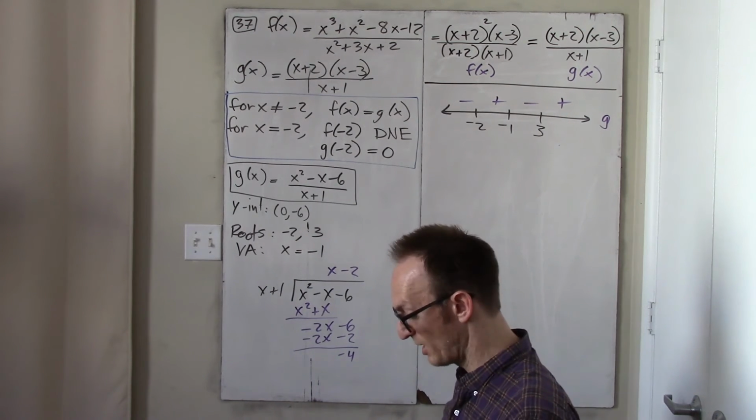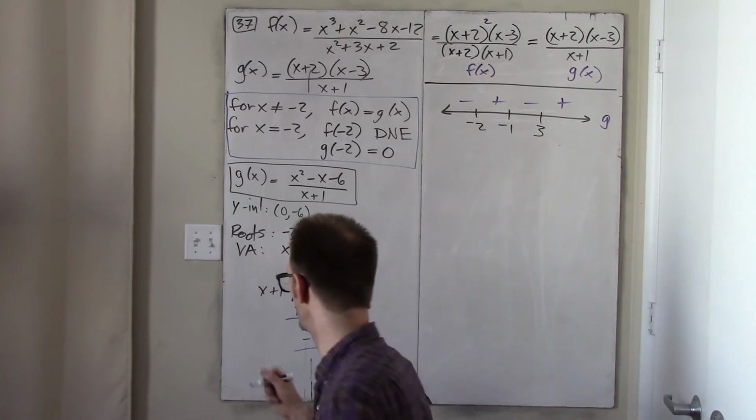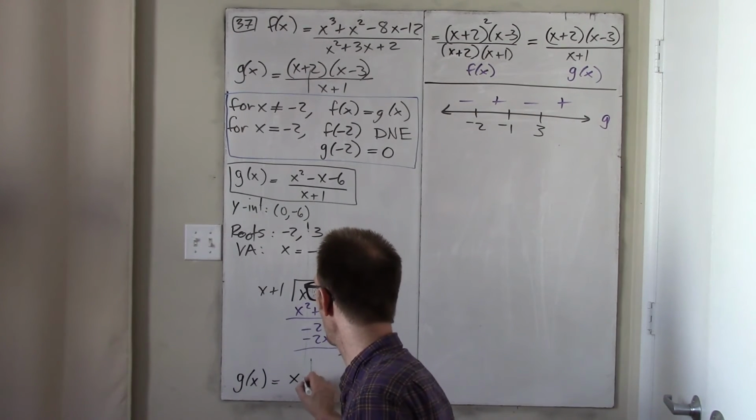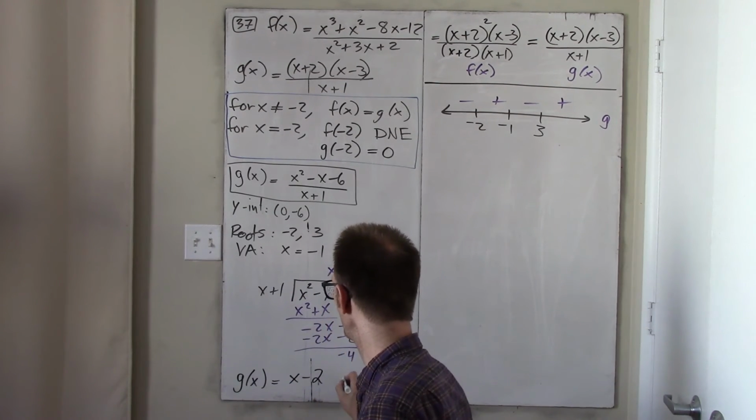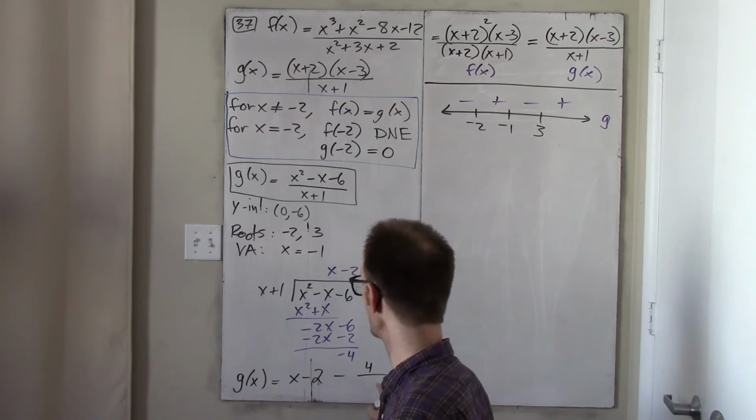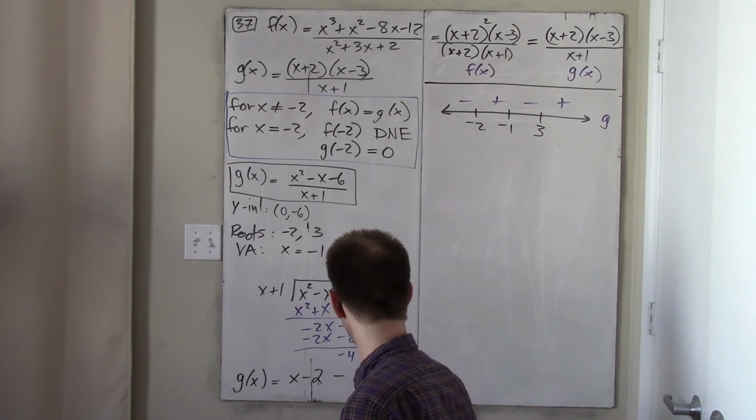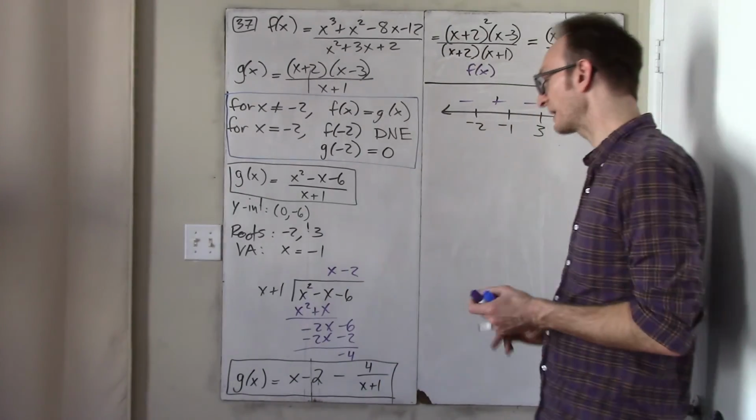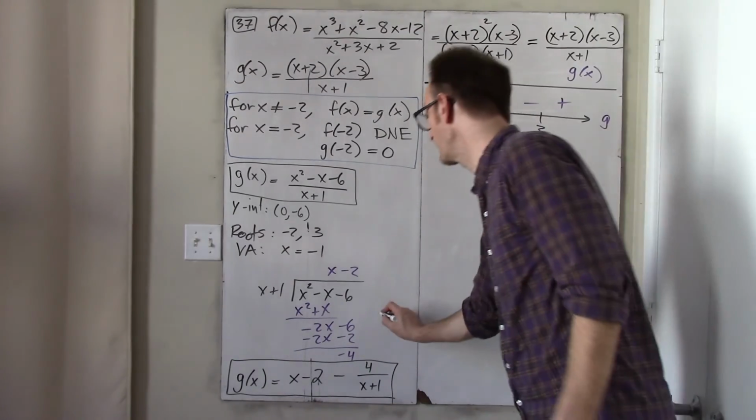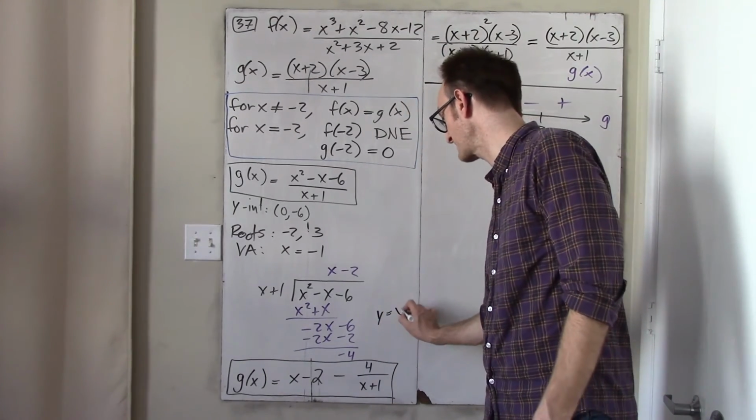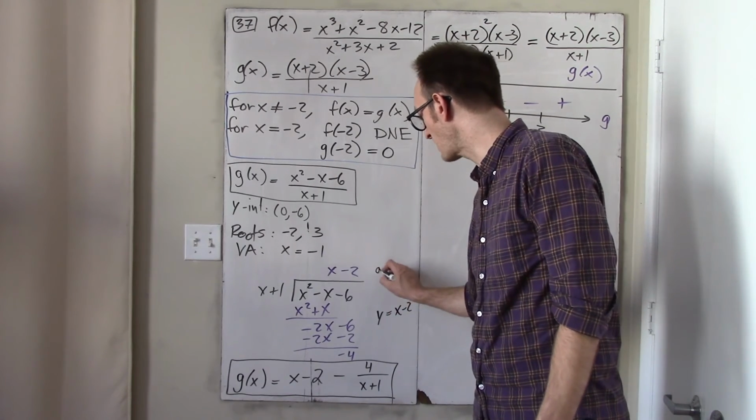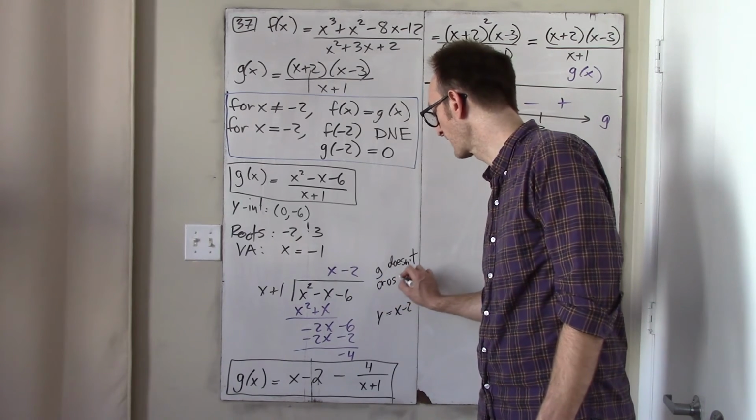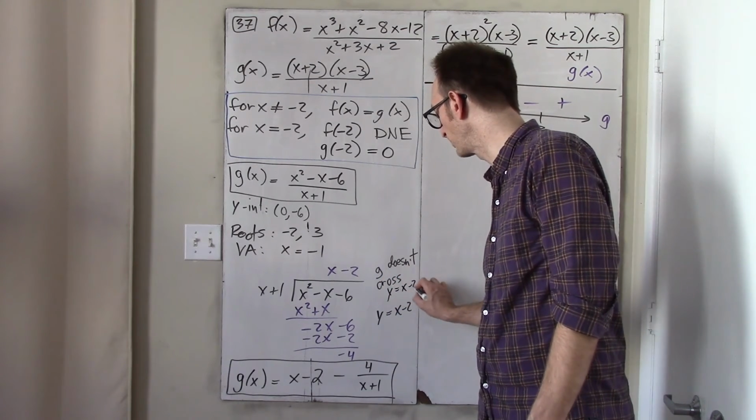Okay, grand conclusion is that the g function is just the line x minus 2 plus some extra stuff. But that extra stuff is just 4 over x plus 1. By doing it this way, I achieve a kind of clarity about this g function. What I learned about this g function is that it has a slant asymptote of y equals x minus 2, and also that g doesn't cross y equals x minus 2.